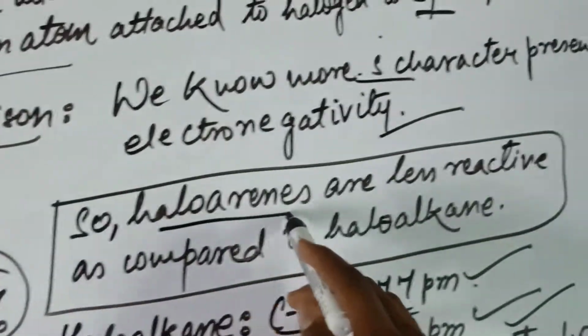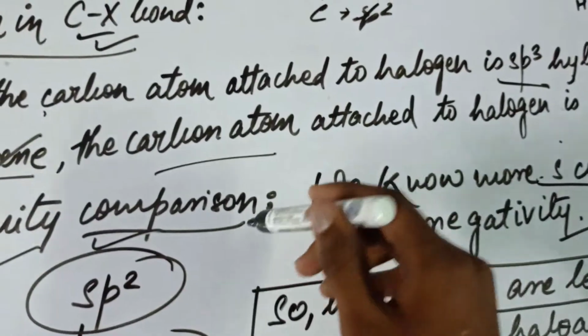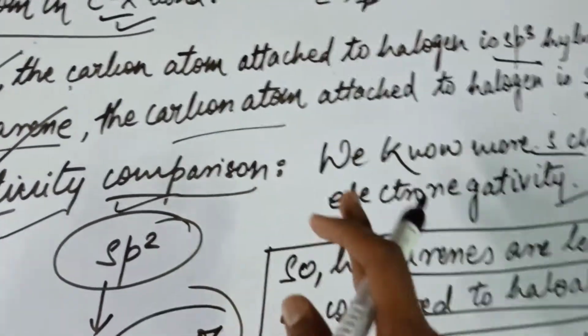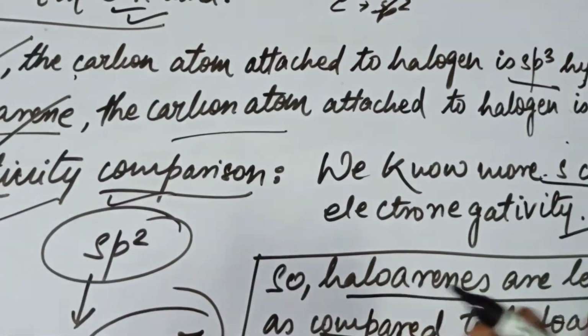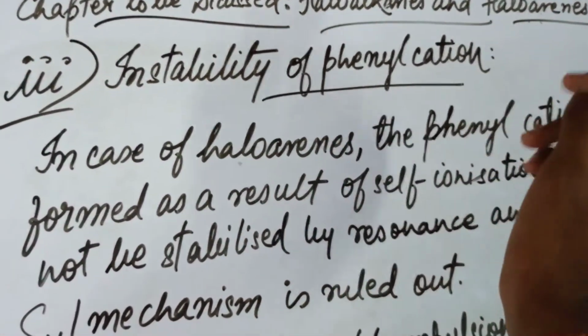So the haloarenes are less reactive as compared to the haloalkanes in the nucleophilic substitution reaction. We take our third and fourth points now. So now we come to our third point, the instability of the phenyl cation.